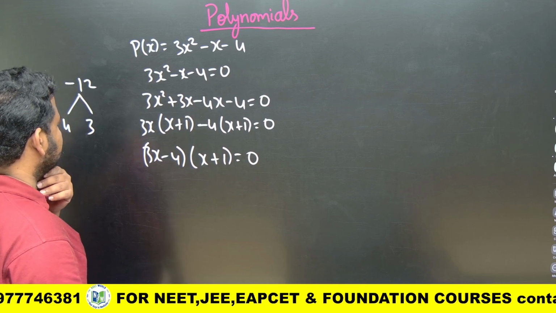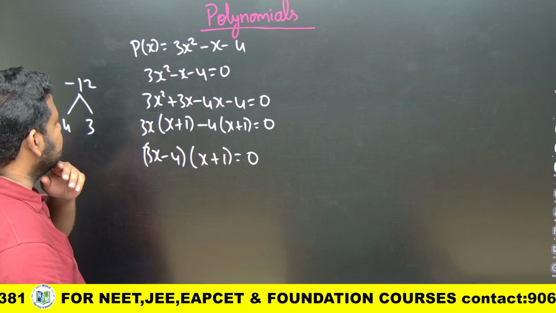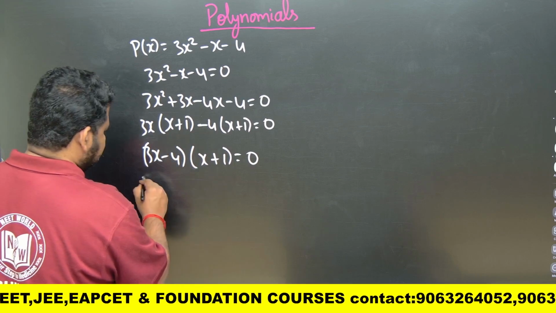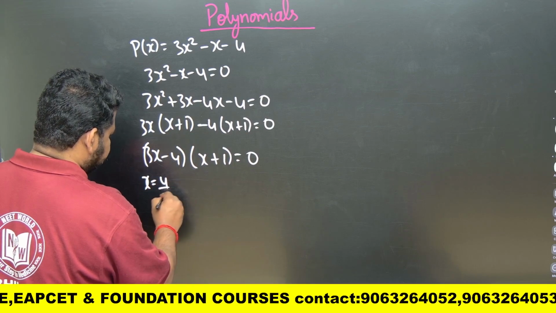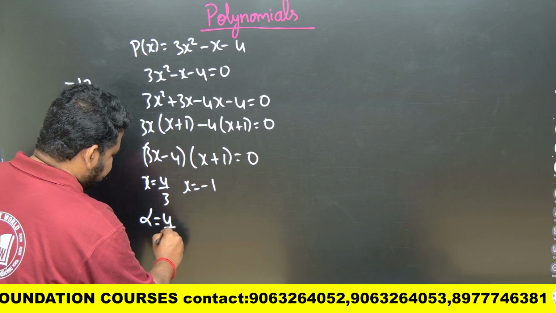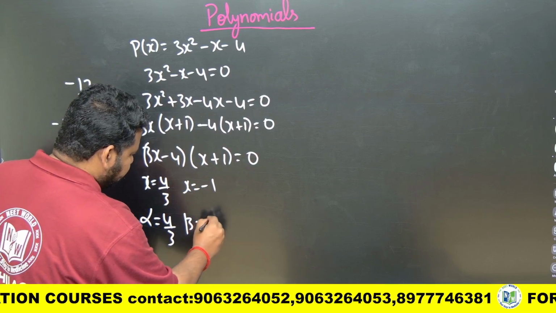3x minus 4 into x plus 1. If I equate it to 0, x will be equal to 4 by 3, and x will be equal to minus 1. Let alpha be equal to 4 by 3 friends, and beta will be equal to minus 1.